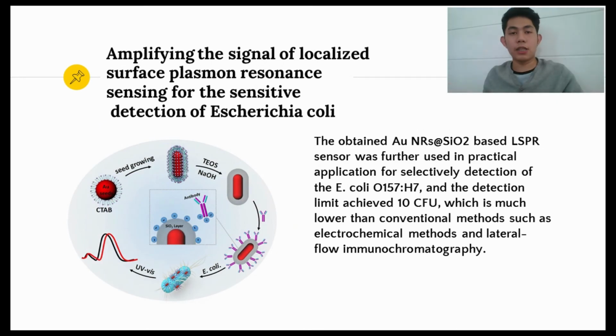The last update of surface plasmon resonance is amplifying the signal of localized surface plasmon resonance sensing for the sensitive detection of E. coli. The obtained gold nanorod-based LSPR sensor was further used in practical application for selective detection of E. coli, and the detection limit achieved is 10 CFU, which is much lower than conventional methods such as electrochemical methods and lateral flow immunochromatography.